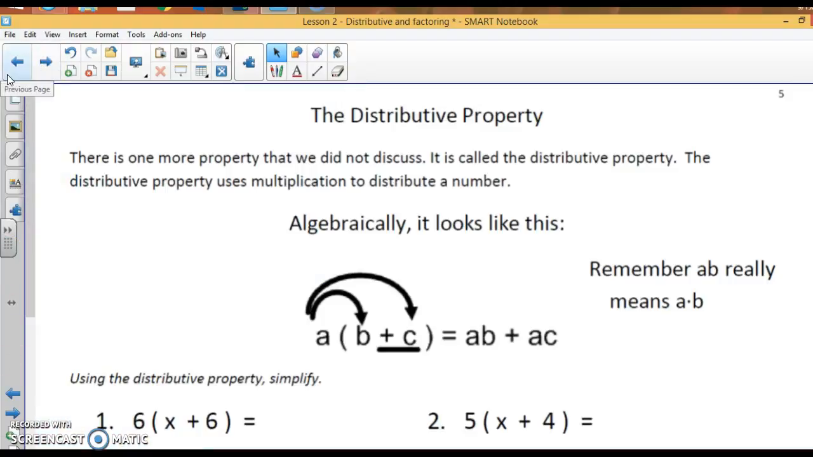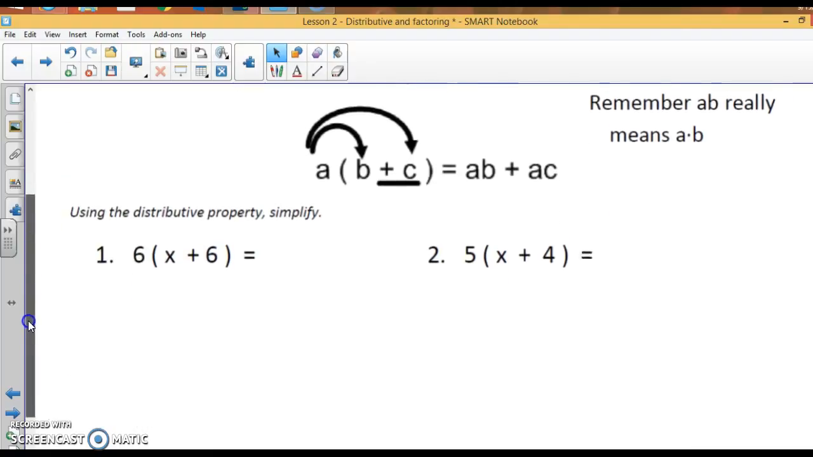All right. We are on page 5 in your note packet. The distributive property looks like this. It is a number or a variable, whatever, times the quantity B plus C. So we are multiplying this whole quantity by whatever's outside. So what we do is we distribute the A. This is the same as A times B plus A times C. So you are distributing what is on the outside.